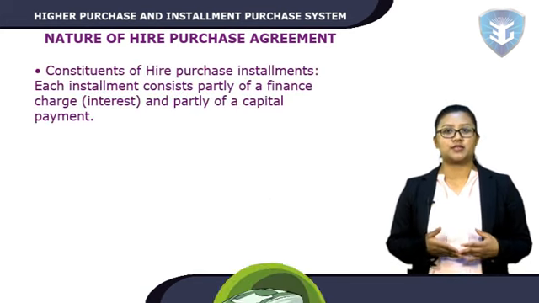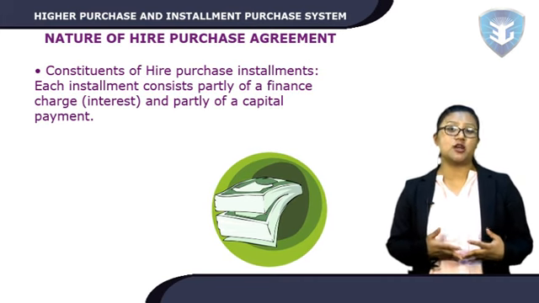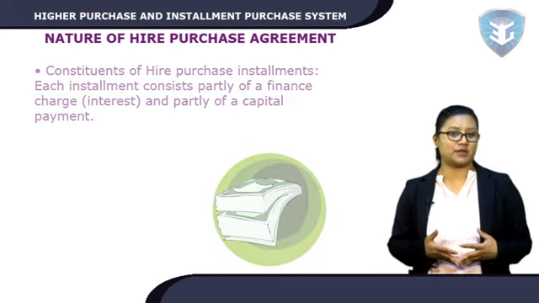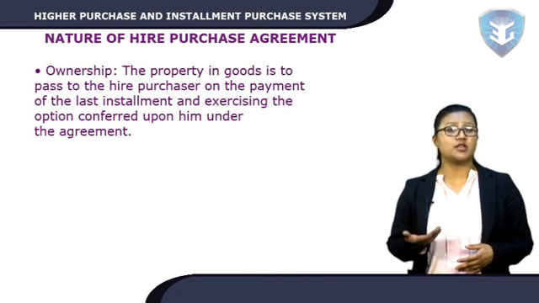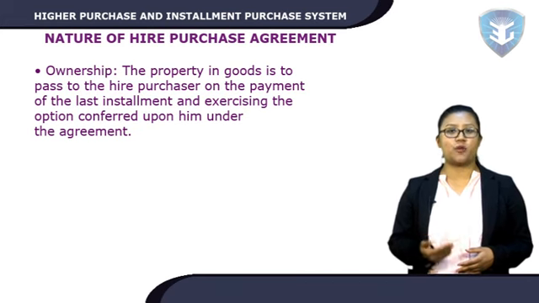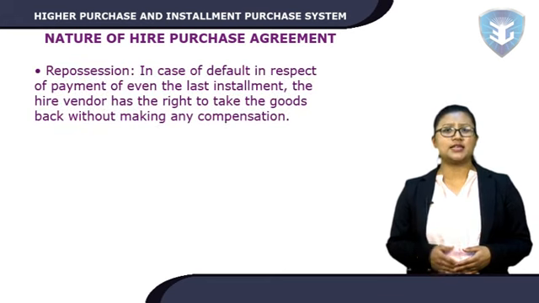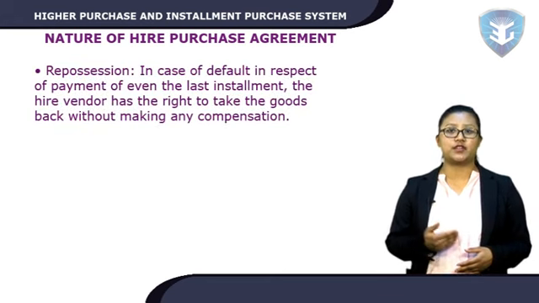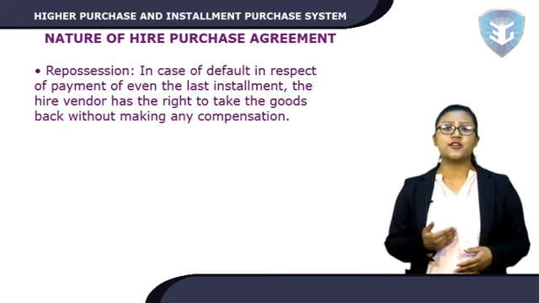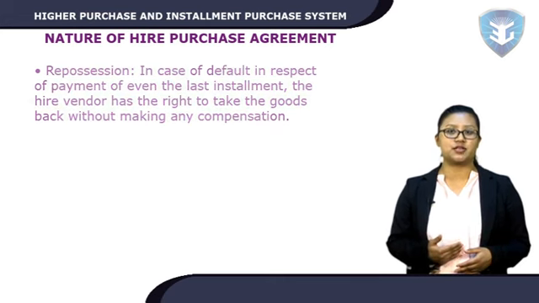Constituents of hire purchase installments. Each installment consists partly of a finance charge, interest, and partly of a capital payment. Ownership. The property in goods is to pass to the hire purchaser on the payment of the last installment and exercising the option conferred upon him under the agreement. Repossession. In case of default in respect of payment of even the last installment, the hire vendor has the right to take the goods back without making any compensation.